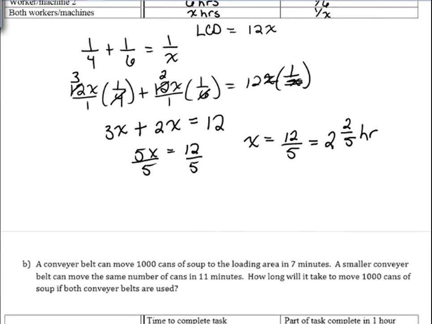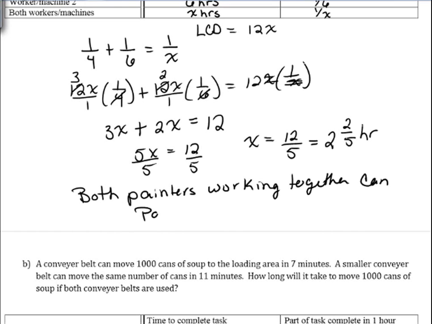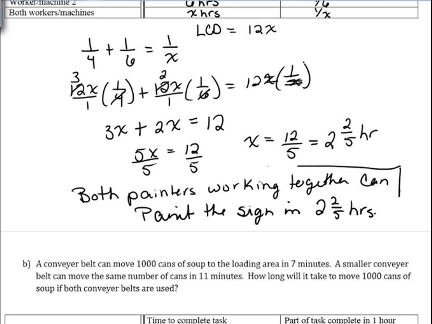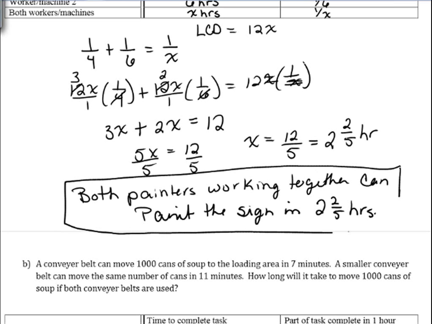And then we should always write a sentence when we're done with a word problem to answer the question. So both painters working together can paint the sign. And you could either write the 12/5 or the 2 and 2/5 hours in there. And you could also answer it with a decimal. That would be fine as well.